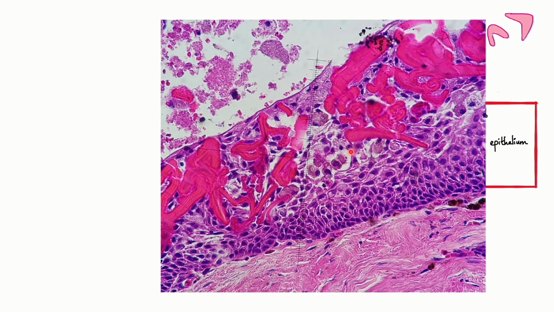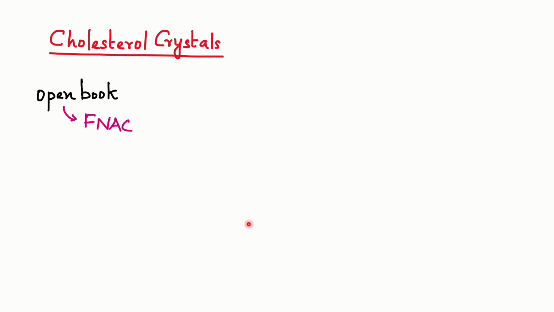So in this picture, you can actually see this linear, curved, hairpin-shaped, boomerang-shaped refractile structures. These are actually the hyaline body or the Rushton body. So next, another structure that is seen is the cholesterol crystals. Now these cholesterol crystals are actually seen in the connective tissue of this radicular cyst.